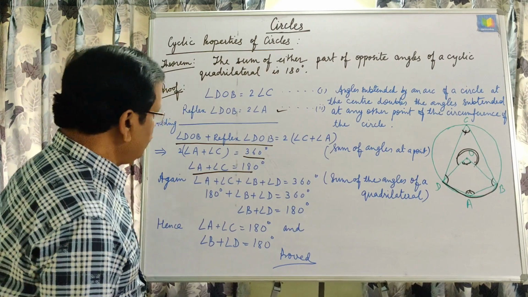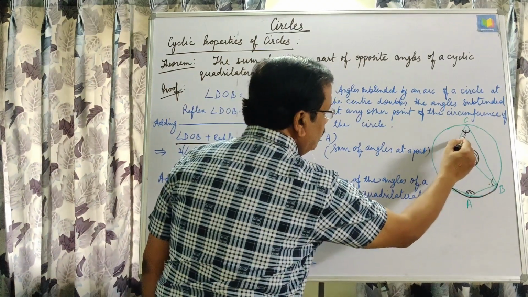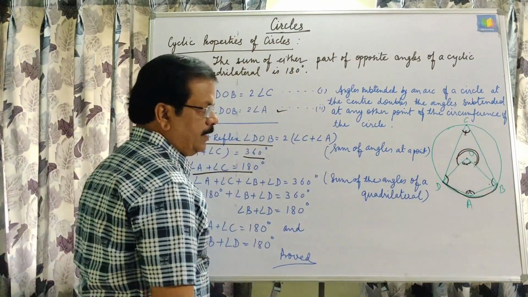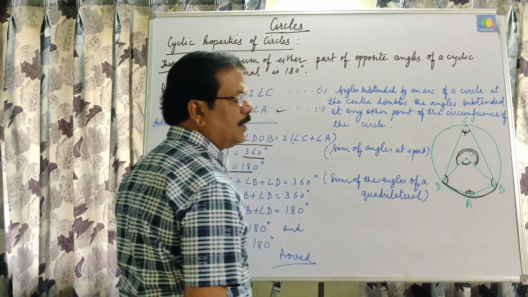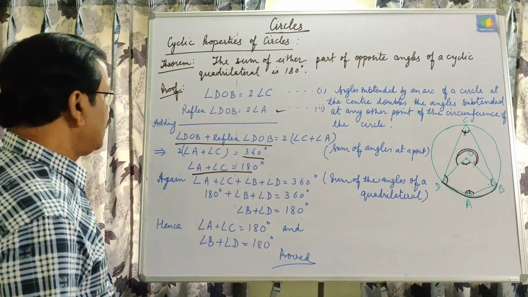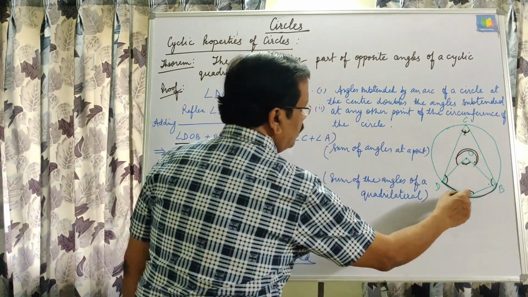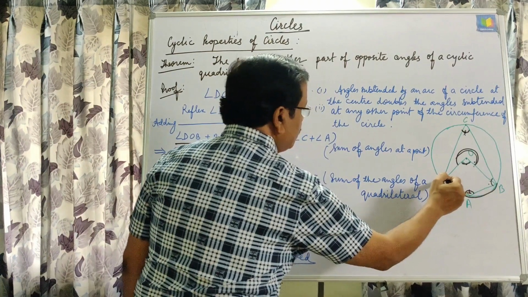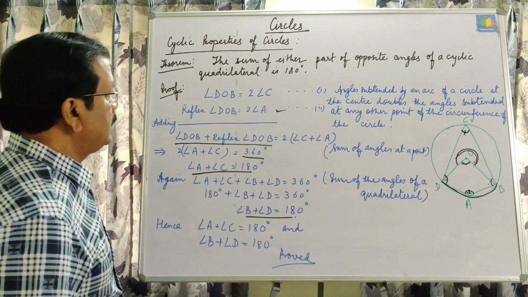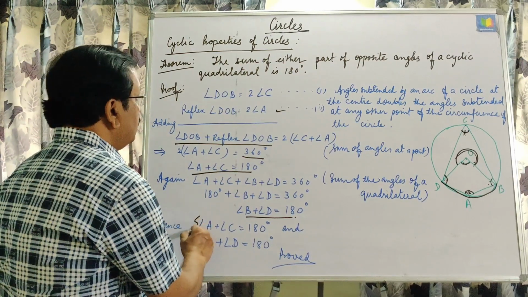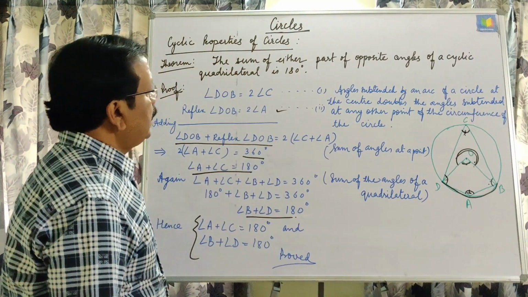Now in the same way, we know that in any quadrilateral the sum of all angles is 360 degrees. That is, angle A plus angle B plus angle C plus angle D is equal to 360 degrees. We have just proved that angle A plus angle C is 180. Putting this, we get angle B plus angle D is also 180 degrees. And this is what we have to prove, that the opposite angles of a cyclic quadrilateral sum to 180 degrees.